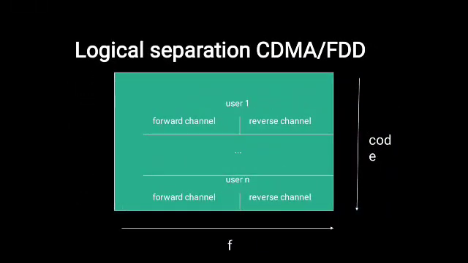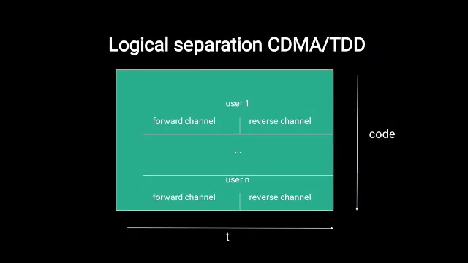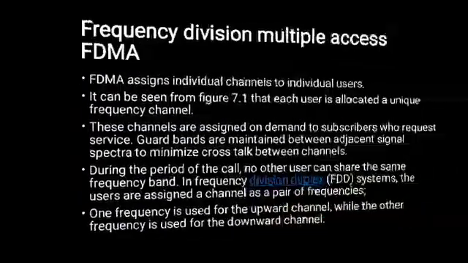Here is the logical separation for CDMA FDD. Here each user is separated by their code, not by frequency or time. Different codes are allocated to each user, and they transmit or receive their data at different frequencies. So the uplink and downlink are divided by frequency separation. Here is the logical separation of CDMA with TDD. Each user is allocated a code, and they have separate time for transmission as well as separate time for reception. That is the logical separation of CDMA in time division duplexing.